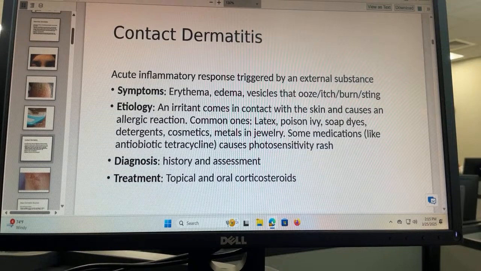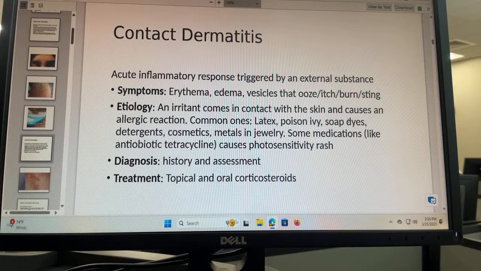All right, this one is contact dermatitis, so it's a different type of inflammation of the skin. This one is an inflammatory response that's caused by some external substance triggering it. The typical one people think of is poison ivy. So you touch poison ivy and the oils from the plant cause a reaction on your skin. But more than poison ivy, different things can cause it as well.